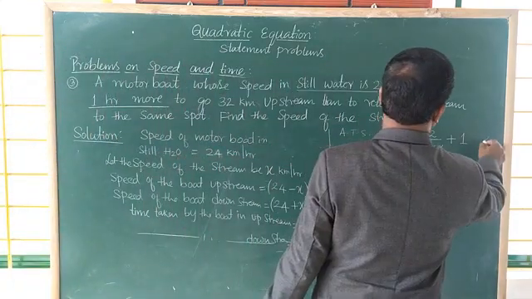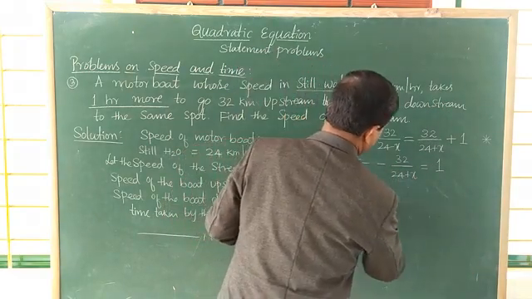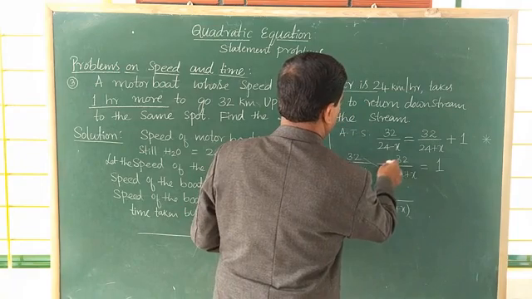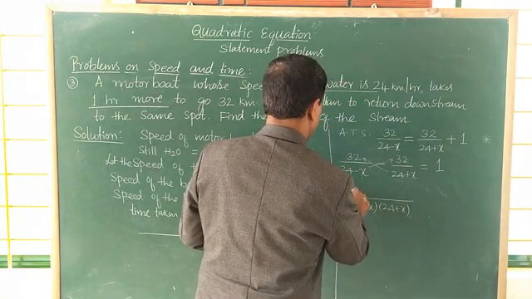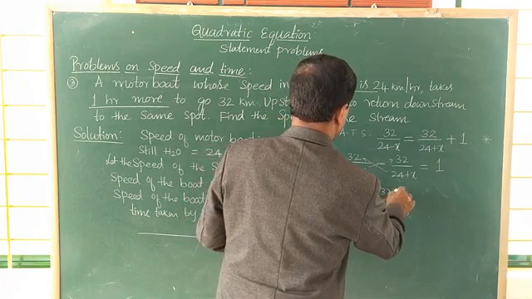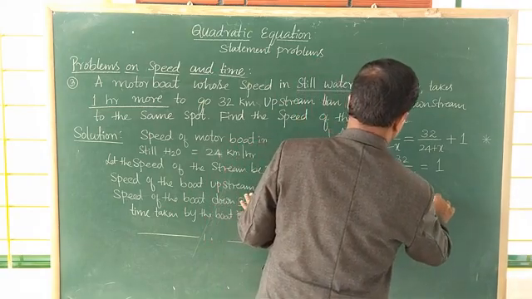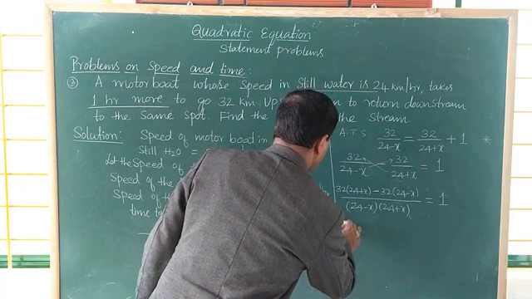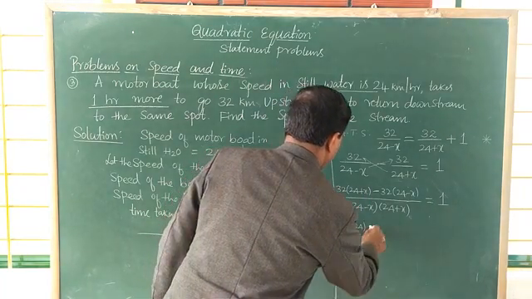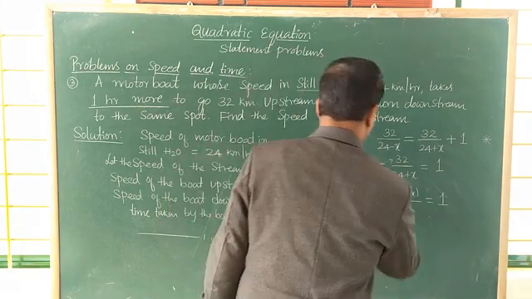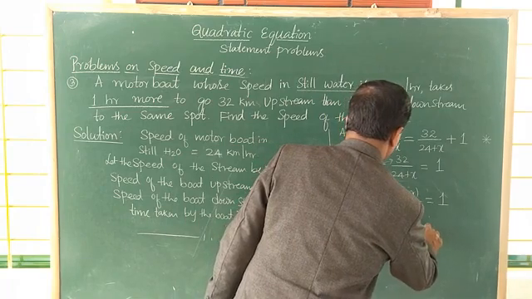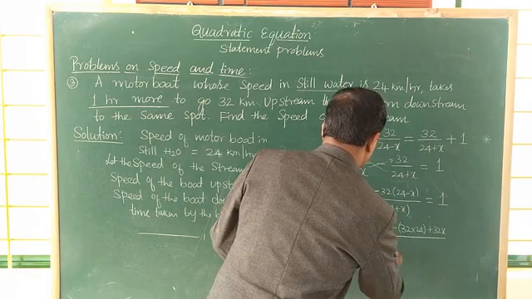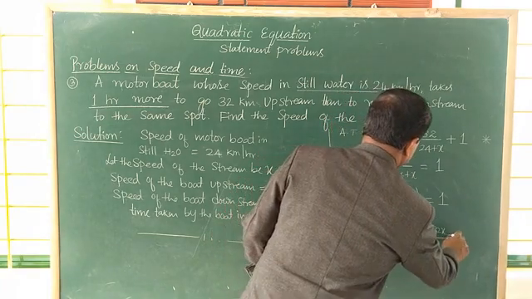So here is a very important statement. Now LCM is what? 24 minus x into 24 plus x. So cross multiplication, 32 into 24 plus x minus 32 into 24 minus x is equal to 1. So, on simplifying, 32 into 24 plus 32x minus 32 into 24 plus 32x, whole divided by 24 square minus x square is equal to 1.